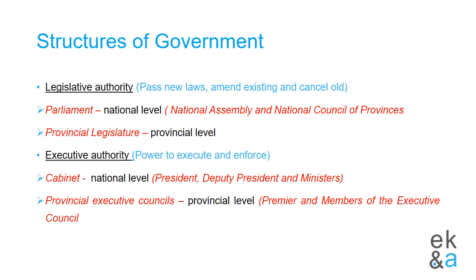The executive authority has the power to execute and enforce rules of law. This authority is exercised also at national, provincial, and local levels. At national level, this authority is vested in the President, who is the head of the Cabinet, and he exercises this authority together with the members of the Cabinet.